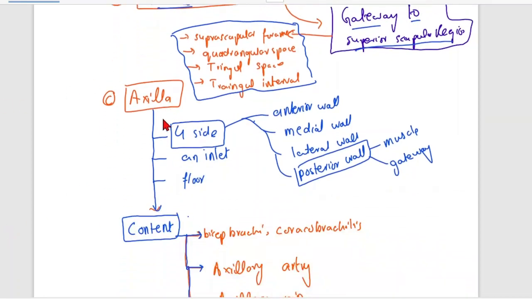Okay, the next region is the axillary region. The axillary region has four sides: the anterior wall, medial wall, lateral wall, and posterior wall. The posterior wall has muscles and gateways. We will discuss it. They are all muscles, and in the posterior wall there is a gateway. We will explain it. And the axilla has an inlet and a floor.